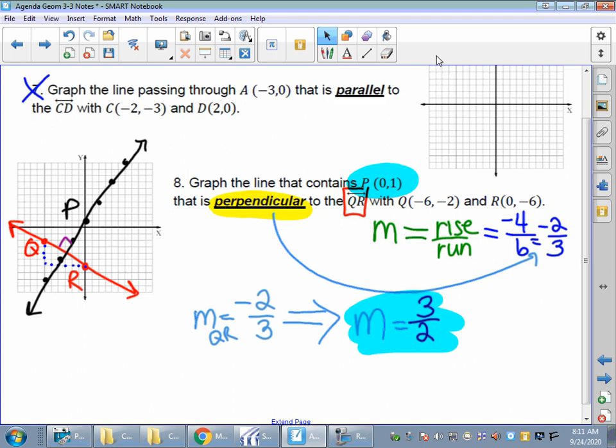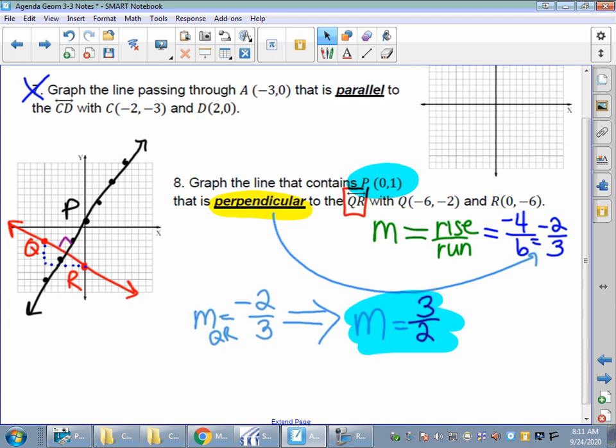So on a quiz or a test, I am technically looking for the line that contains point P. If you also have the line with Q and R, that's great. But point P was the line that I asked you to graph.